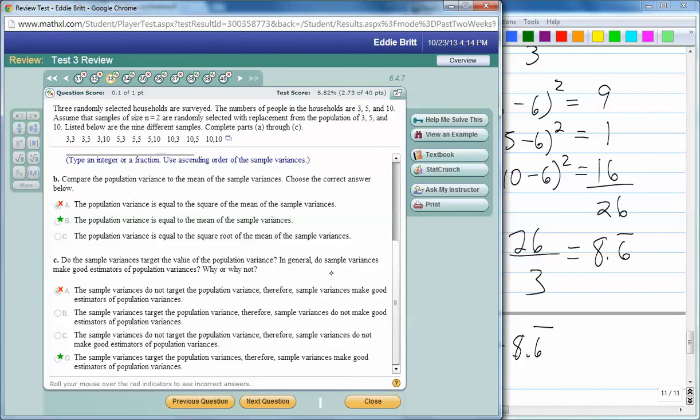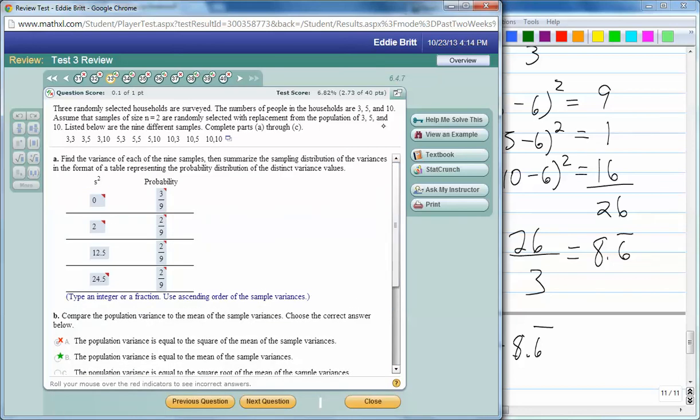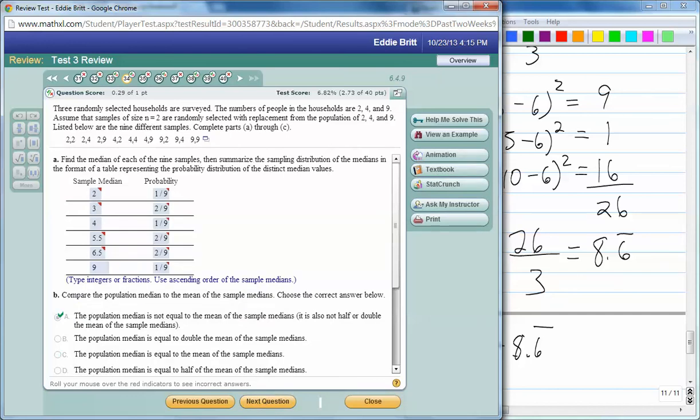In general, do sample variances make good estimators of population variances? Why or why not? The sample variances target the population variances. They do because they're equal. Therefore, sample variances make good estimators of population variances. So, not just for this set of data, but for any set of data, variances make good estimators. They're called unbiased estimators. That one definitely took the longest.